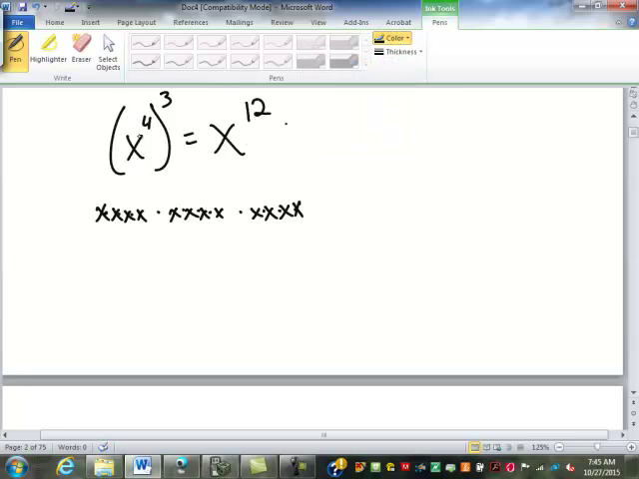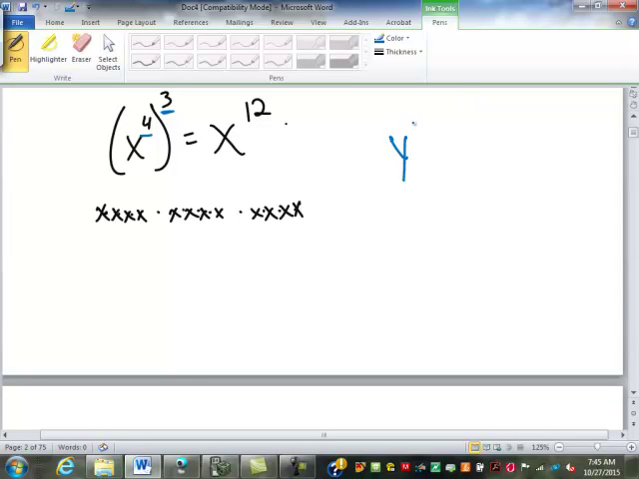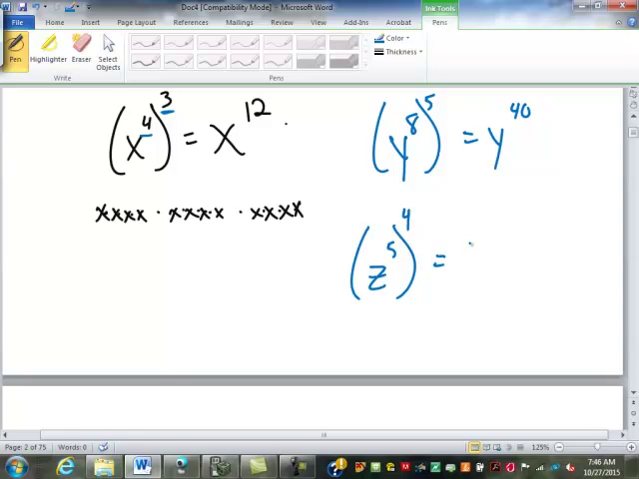When we have a variable with a power to another power, the appearance is we're multiplying the powers. 4 times 3 makes 12. So if I have y to the 8th to the power of 5, I'm going to get y to the 40th. Or z to the 5th to the power of 4, z to the 20th. Good.